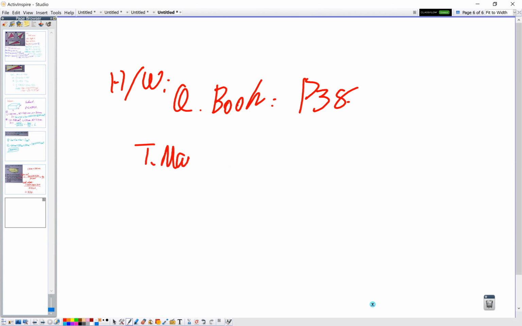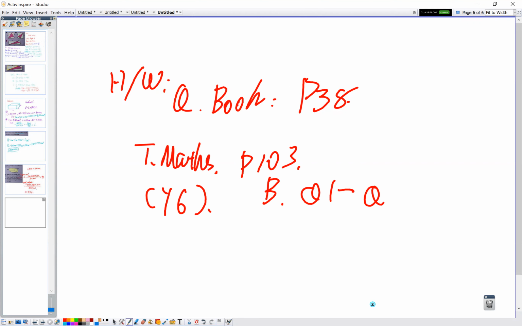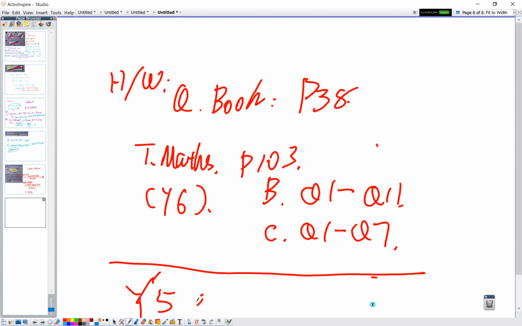The second part to look at is target mass, which is in the Year 6 book. Can you please do part B, page 103, question 1 to question 11, and part C, question 1 to question 7, in this book here. Also, you can do the Year 5 book as well. In the Year 5 book you need to work on page 99. Please do question 9 and question 10, just the 2 questions in this book.